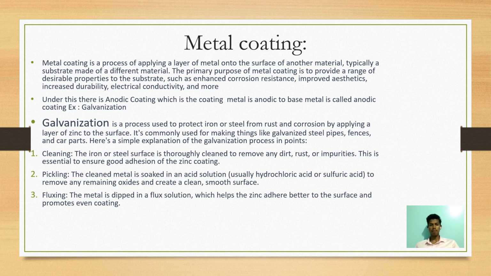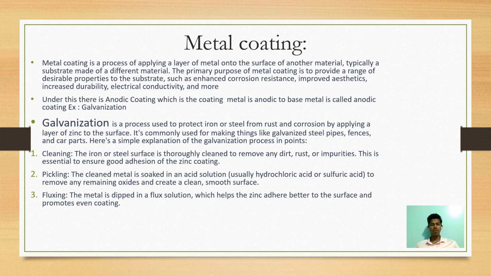is anodic to the base metal. An example of this coating is galvanization. Galvanization is a process used to protect iron or steel from rust and corrosion by applying a layer of zinc to the surface.